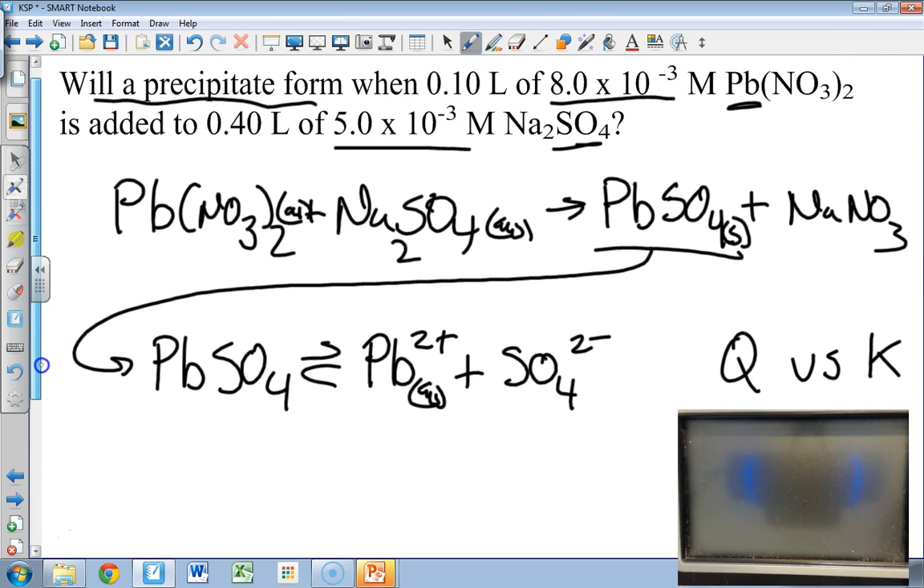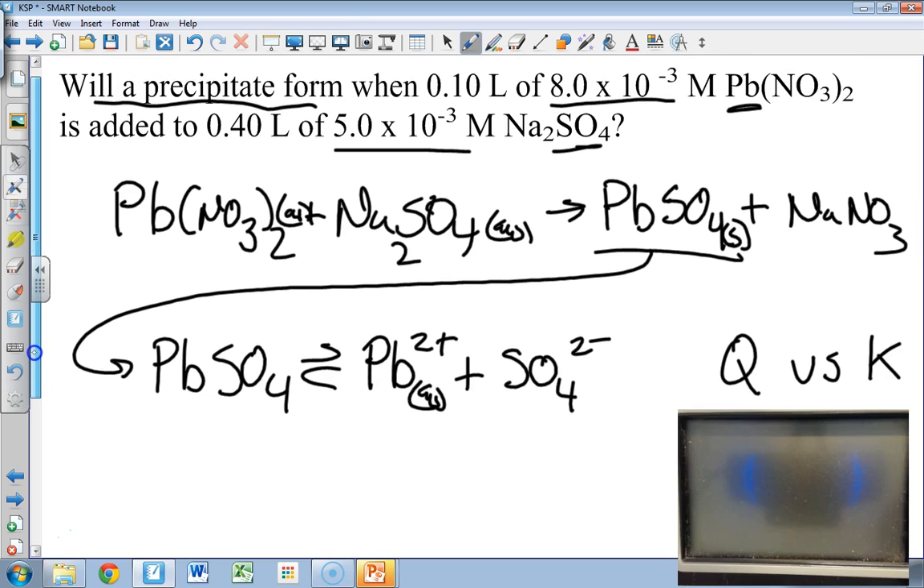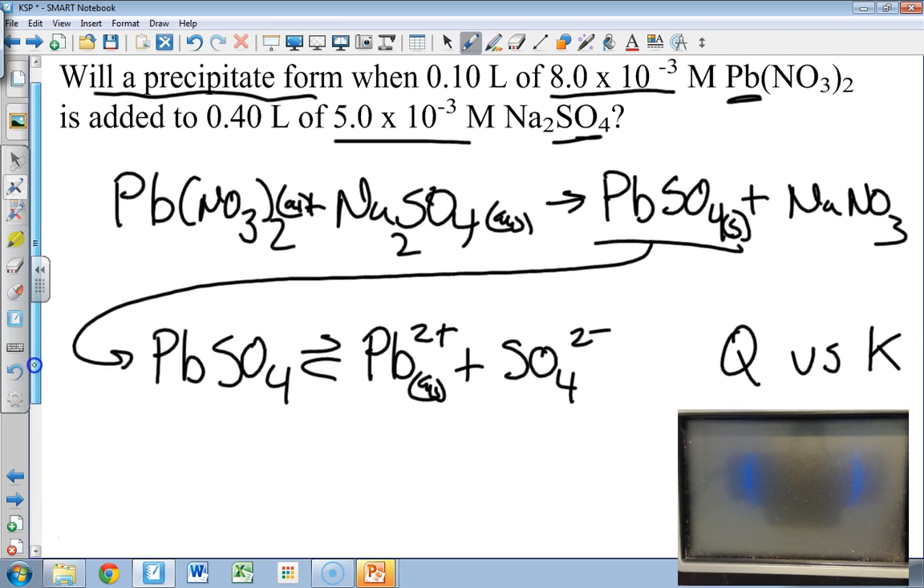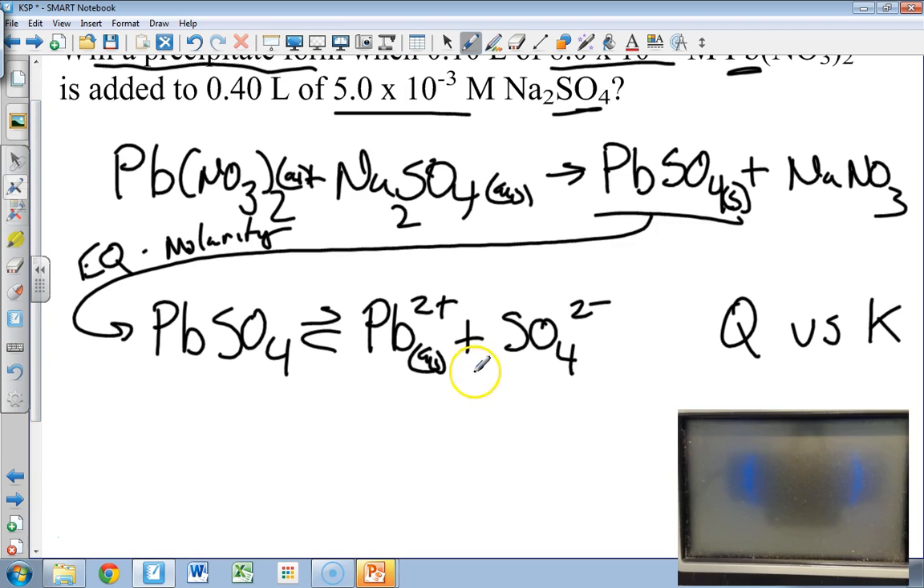Because we're mixing 100 milliliters of this and 400 milliliters of that, you end up diluting them and having to calculate a new concentration here. Because if we're going to do the math, remember this is still kind of an equilibrium problem, and that needs to be done in molarity. Okay? So, where do we go from here?